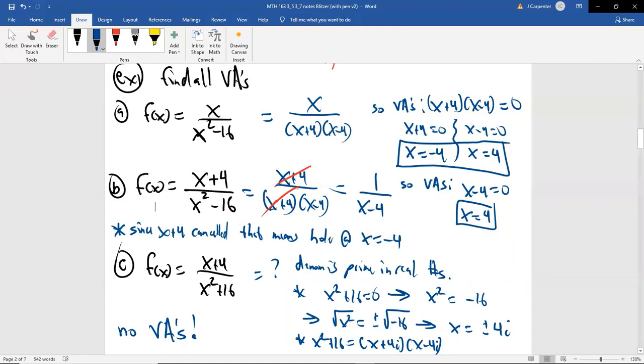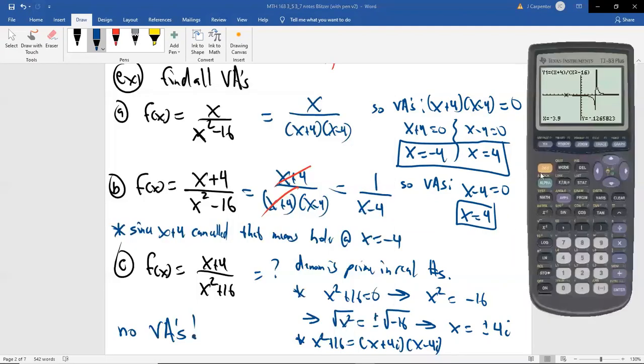Don't trust me? I hope you trust me by now. But no, the point is, you want to see this. x plus 4 divided by parentheses x squared plus 16. That's good. And this is the weirdest graph of all. It looks like it's a flat line almost.